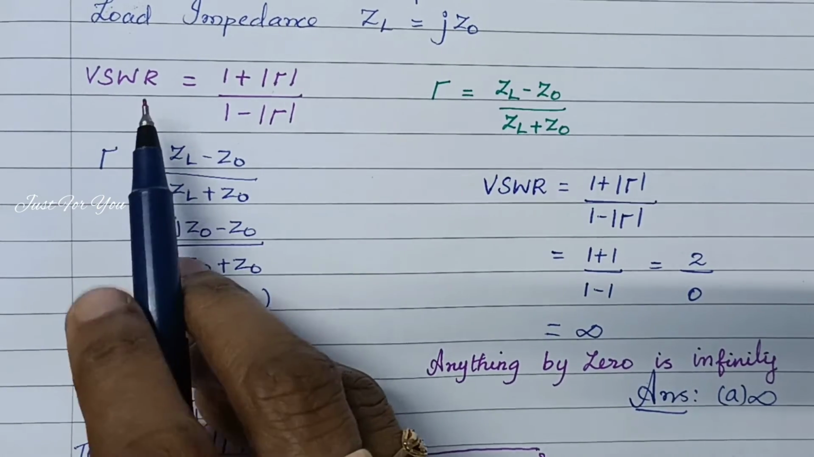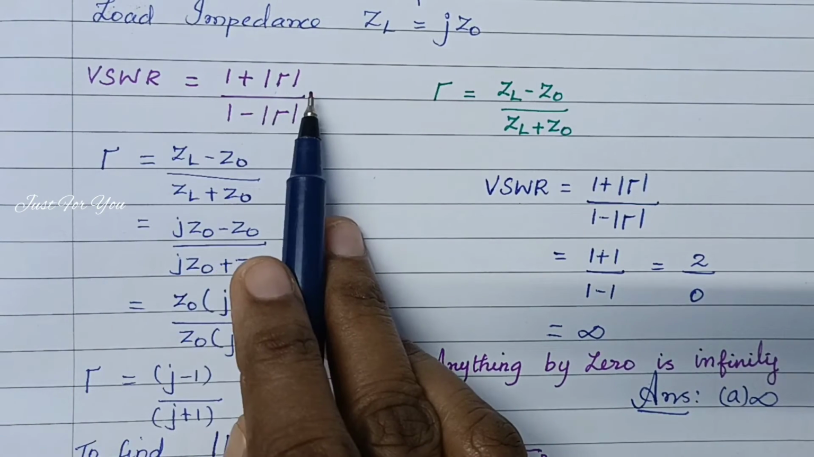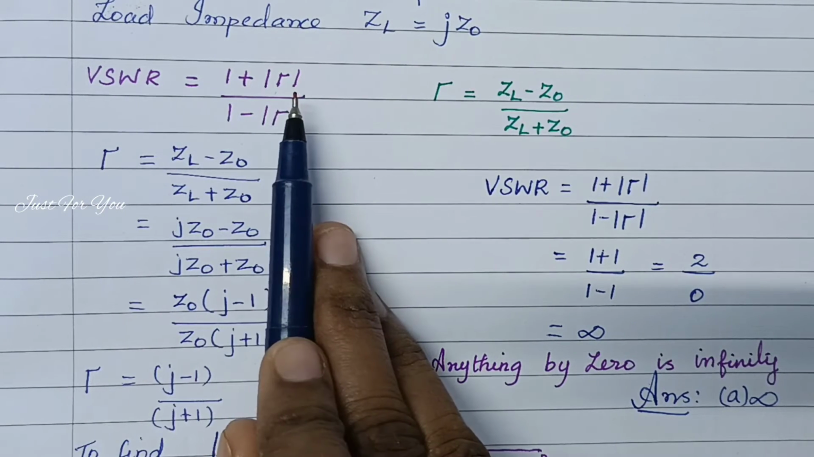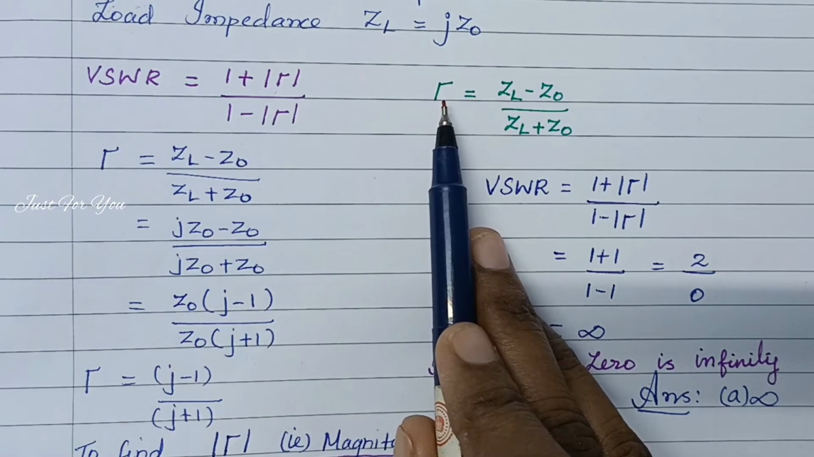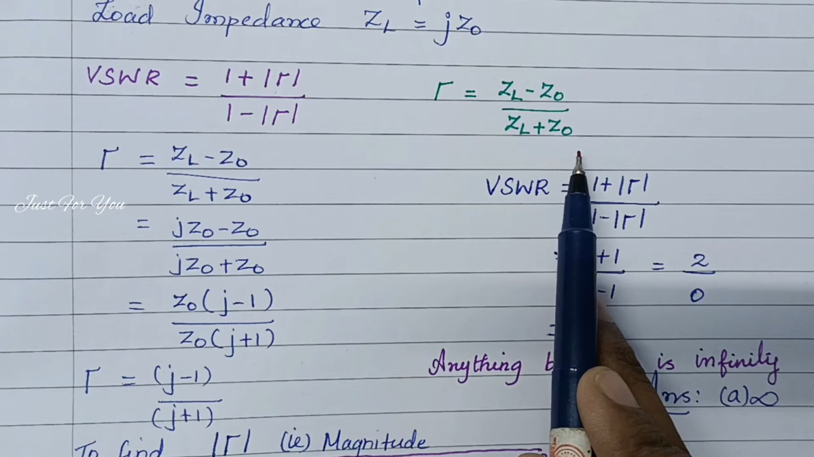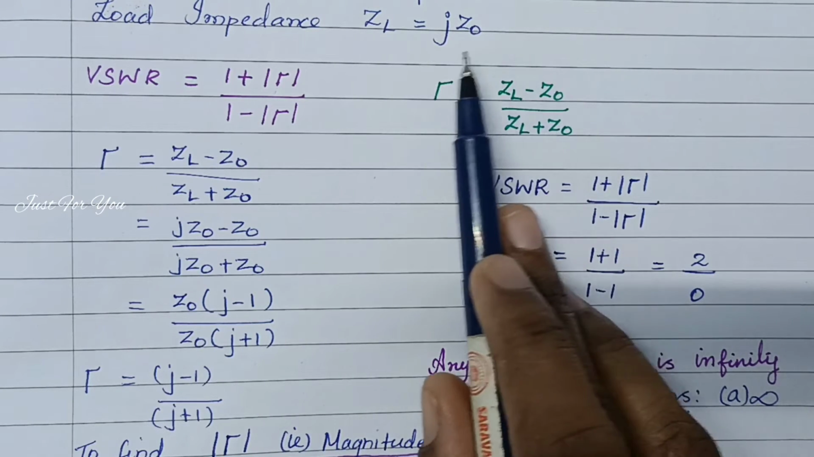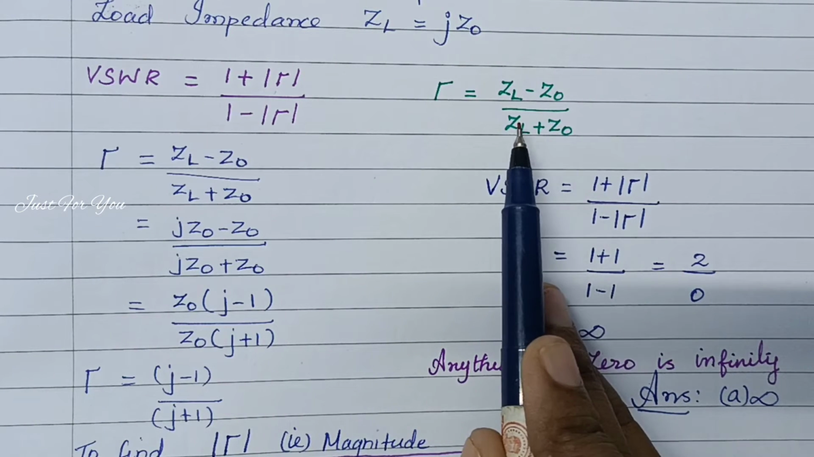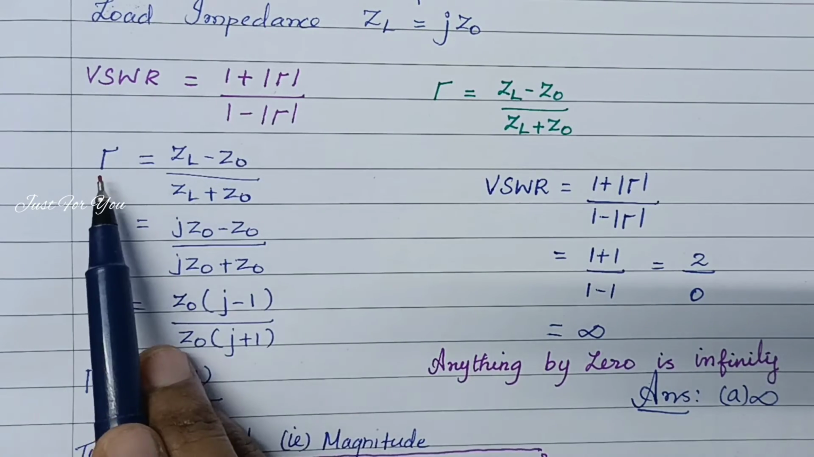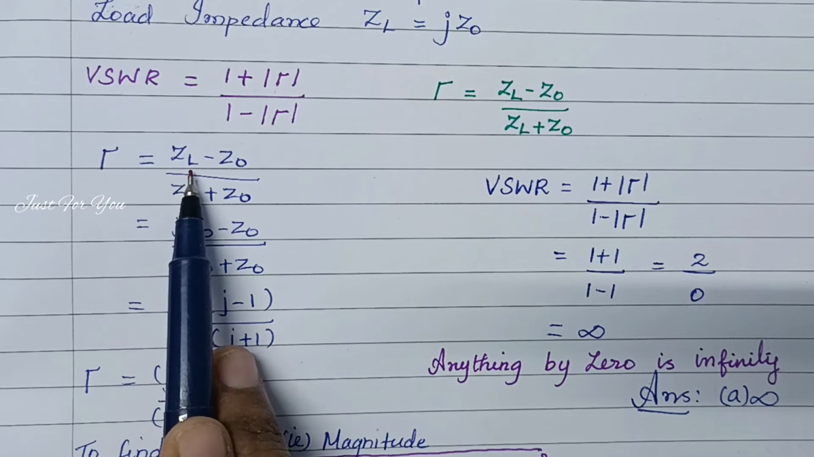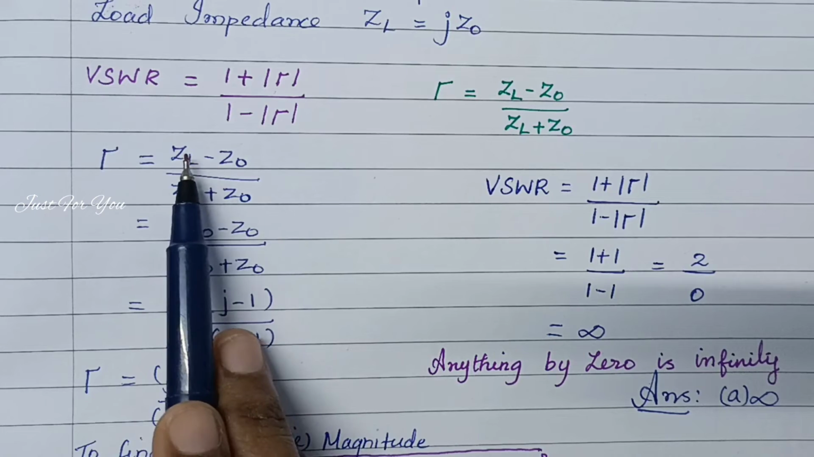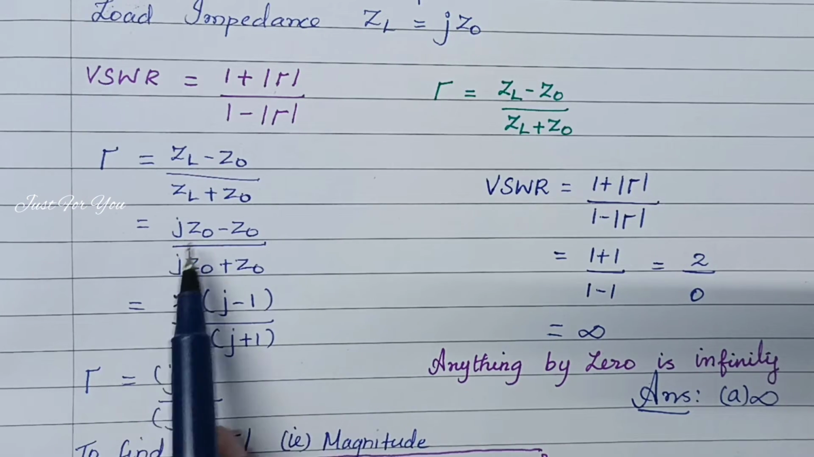So the formula to find VSWR is equal to (1 plus modulus of reflection coefficient) by (1 minus modulus of reflection coefficient). And we know the formula for reflection coefficient, which is equal to (ZL minus Z0) by (ZL plus Z0). Now we have to find the reflection coefficient first and then we have to substitute the value of reflection coefficient in VSWR. So first I am going to calculate reflection coefficient. Formula is (ZL minus Z0) by (ZL plus Z0). We are going to substitute ZL value and Z0 value.